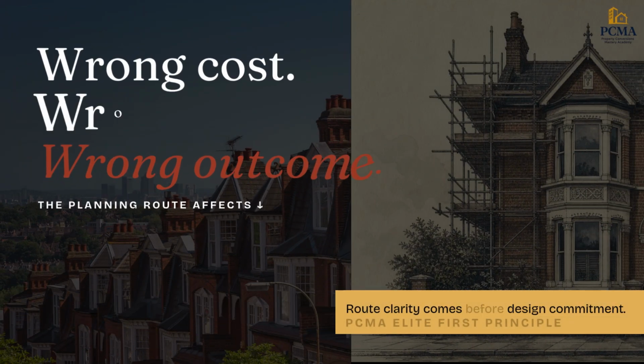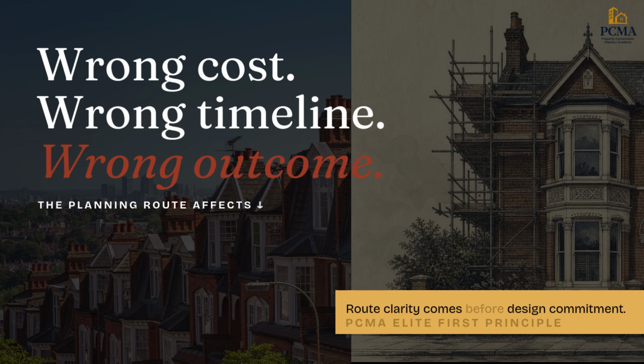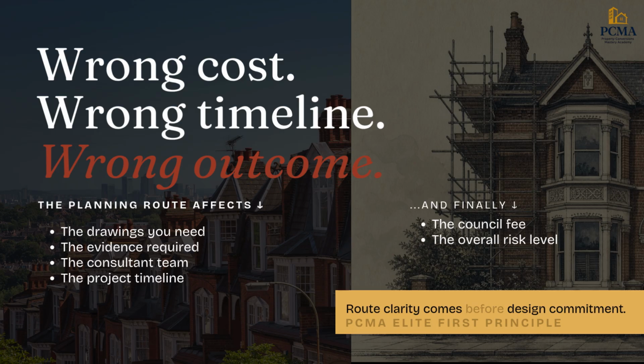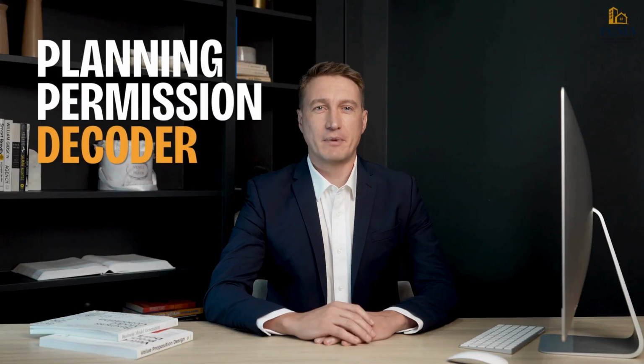Choosing the wrong planning route affects more than the application form. It affects the drawings you need. It affects the evidence required. It affects the consultant team. It affects the timeline. It affects the council fee. It affects the risk level, and it affects whether the project has a realistic chance of success. That is exactly why we created the Planning Permission Decoder.